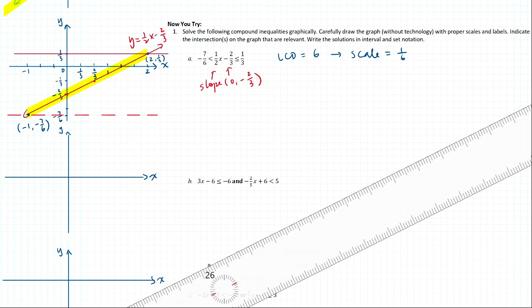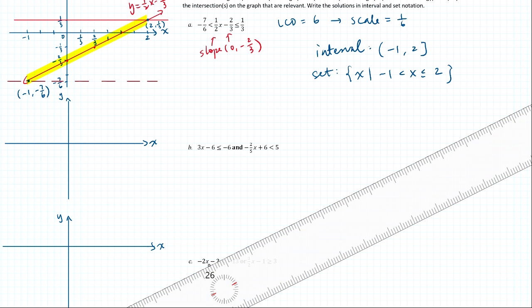At negative 1, it's not included, so for the interval notation of the solution, we get negative 1 to 2, and I meant to include the 2 in interval notation. For the set notation, we can say it's x such that negative 1 is less than x, less than or equal to 2. And that's how we can go through this for the solution part.